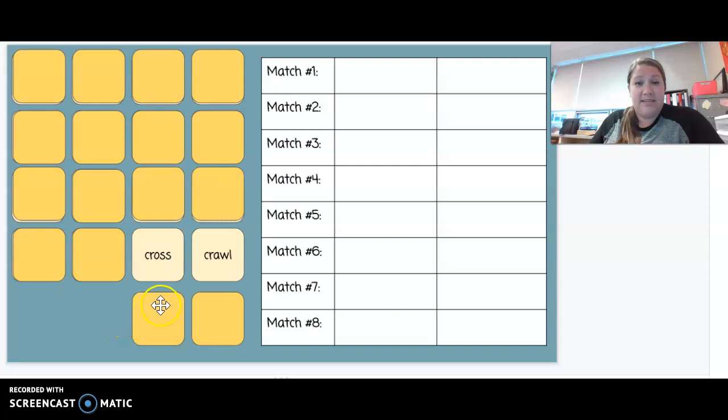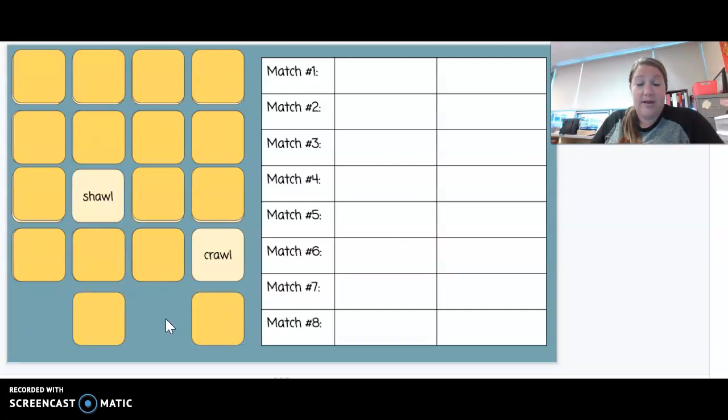This is not a match because it is a different representation of "ah" with OSS. So this is not a match. I need to cover these cards back up and try for another one. Now, a good strategy to have while playing a matching game is to remember what you already pulled. So I remember this one is crawl and this one was cross. So I'm not going to pick that one again. Let's try this one here.